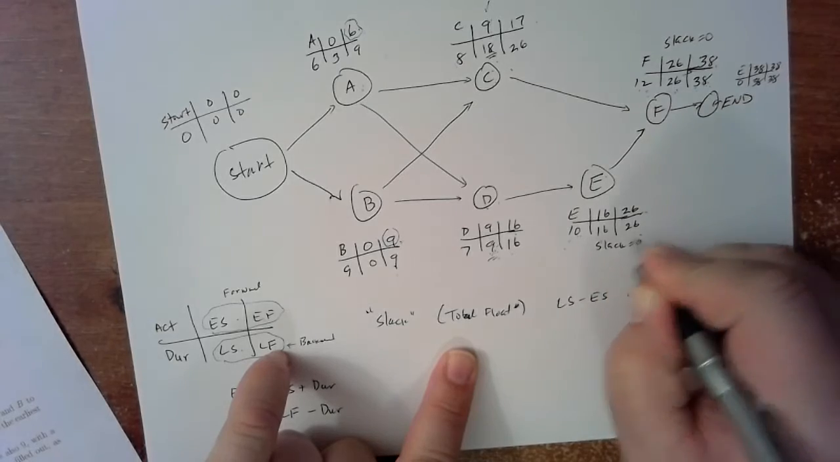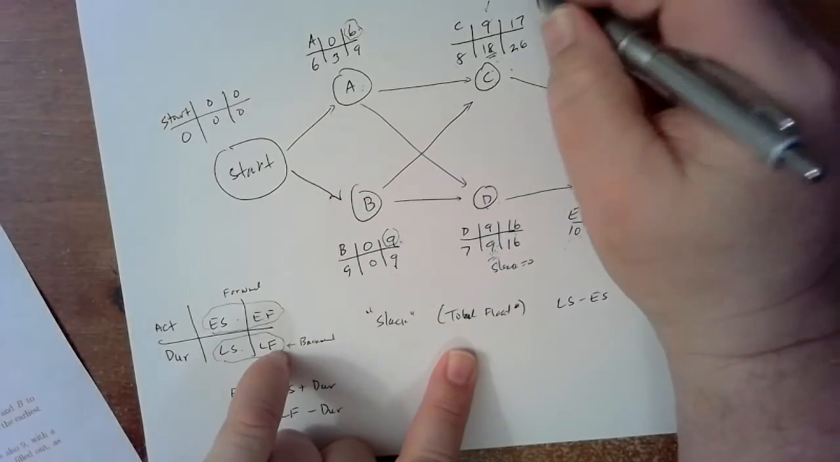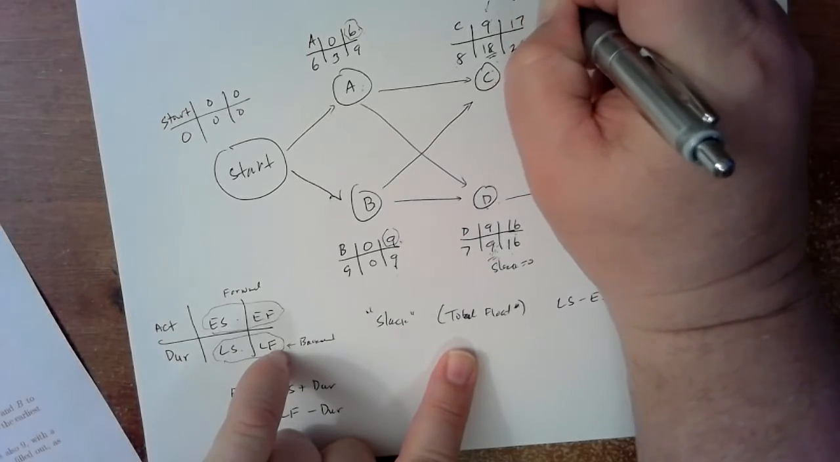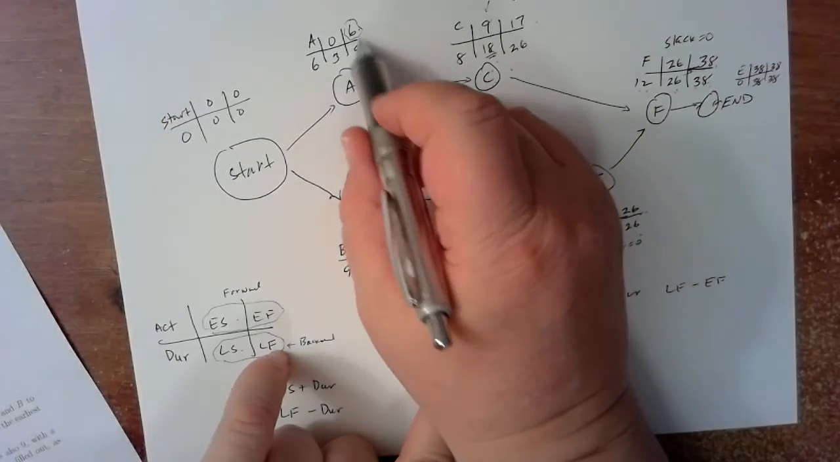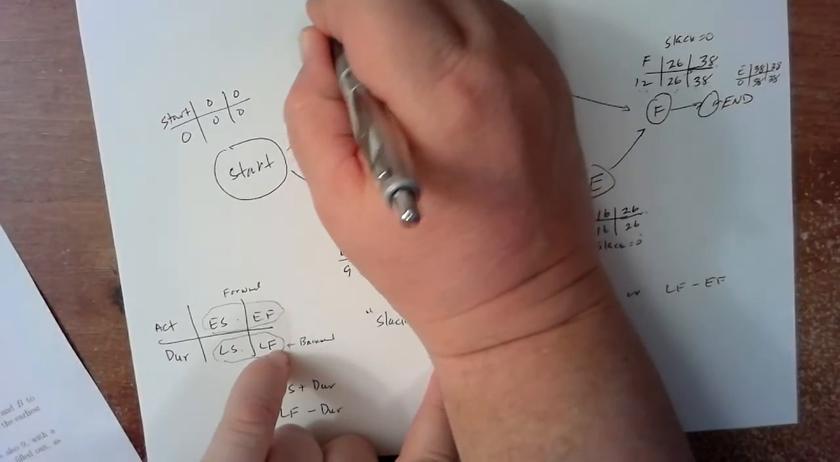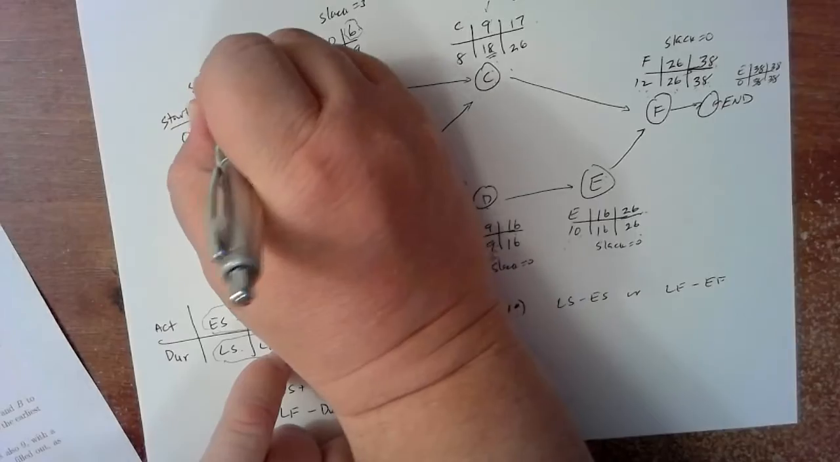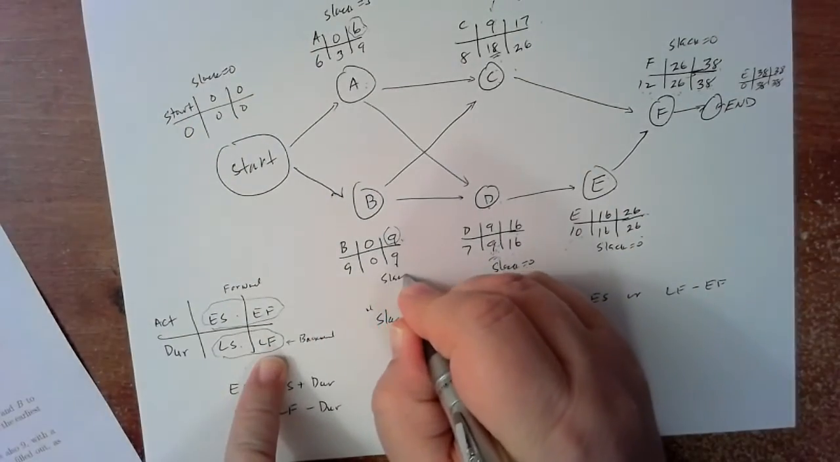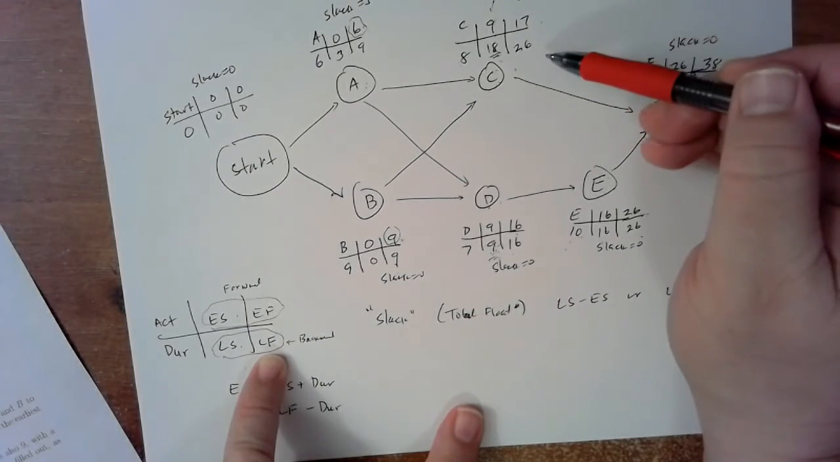So I'll just make a note: slack is 0. Let's see, what's the slack here? Slack is 9. Is that right? What's 26 minus 17? Is that 9? Yes, it is. So 9 minus 6 is 3, and slack is 0, and slack is 0. Good. All right. So you see what's happening with the slack.